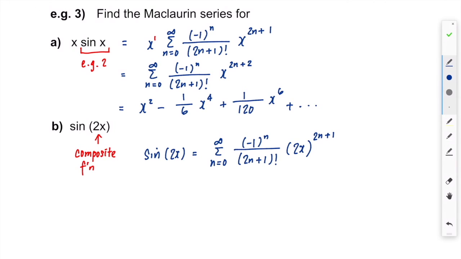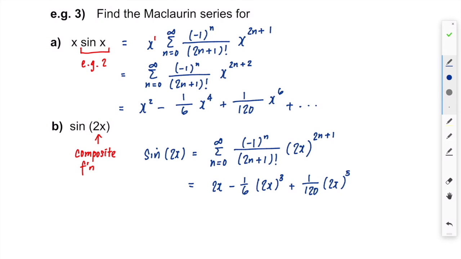Okay, so we can work out a few terms here. First coefficient, 0. So it's 1 over 1 is 1. I have 2x to the power of 2 times 0 plus 1, which is 1. That's it. Minus 1 over 6. And then here I have 2x to the power of 2 plus 1, 3. And then plus 1 over 120. And then 2x to the power of 2 times 2 plus 1, 5.